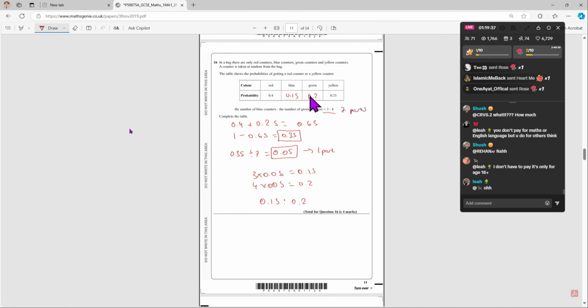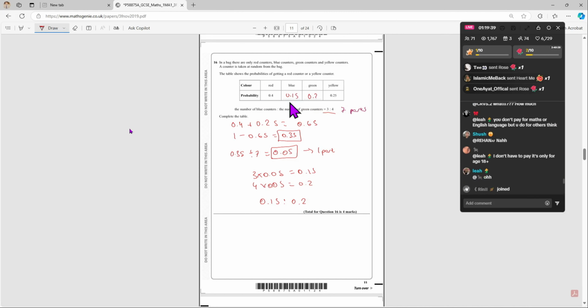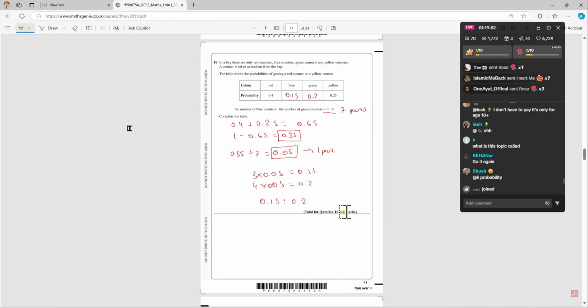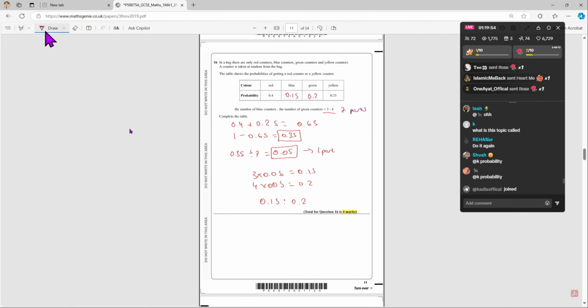And then if you wanted to check if you were correct, you would add all of them up, and if you add all of them up, you would get a total of 1. That means you have done everything correct and you got the correct answer. Okay? Worth 4 marks. Easy question.